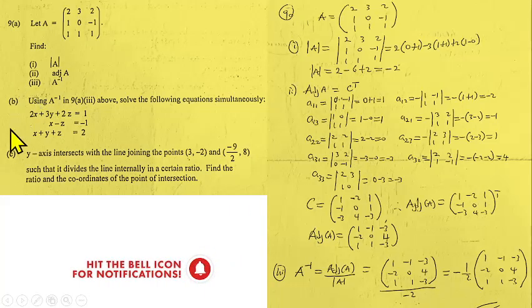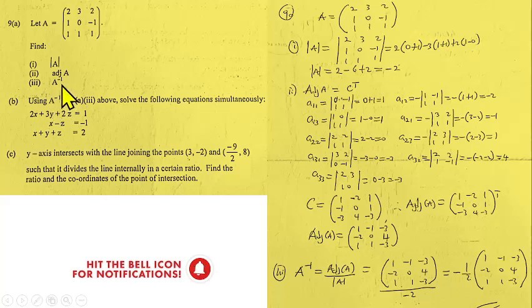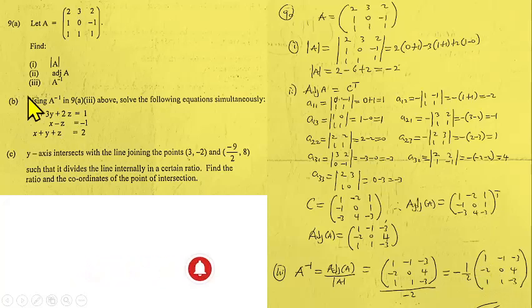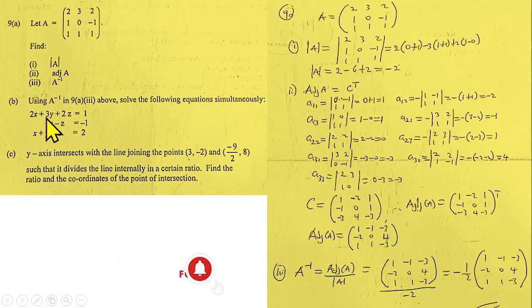Then let's go to 9b. We have to use the inverse we have gotten here in 9a above. Solve the following simultaneous equations. So you have to use the inverse of this matrix, which is this answer here, to solve this simultaneous equation. How is that possible? If you remove the coefficients of these variables here, you'll be having this matrix back.